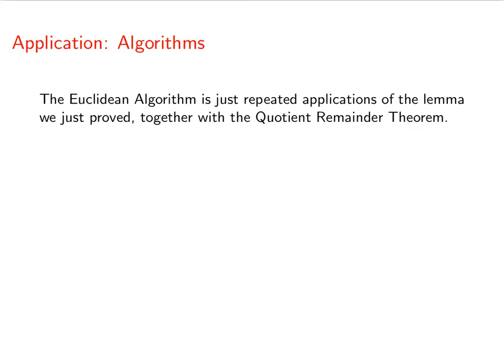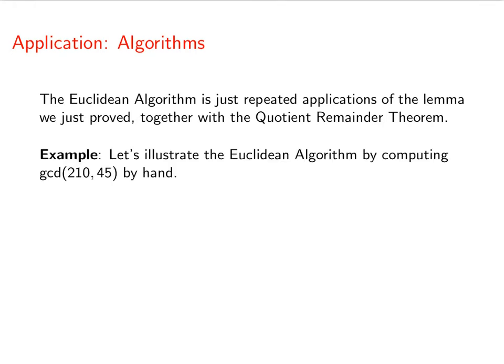Hello, discrete math fans. So now let's go through the Euclidean algorithm. Now this is just repeated applications of the lemma that we just proved, and then using the quotient remainder theorem. So as an example, let's illustrate the Euclidean algorithm by computing GCD of 210 and 45 by hand.